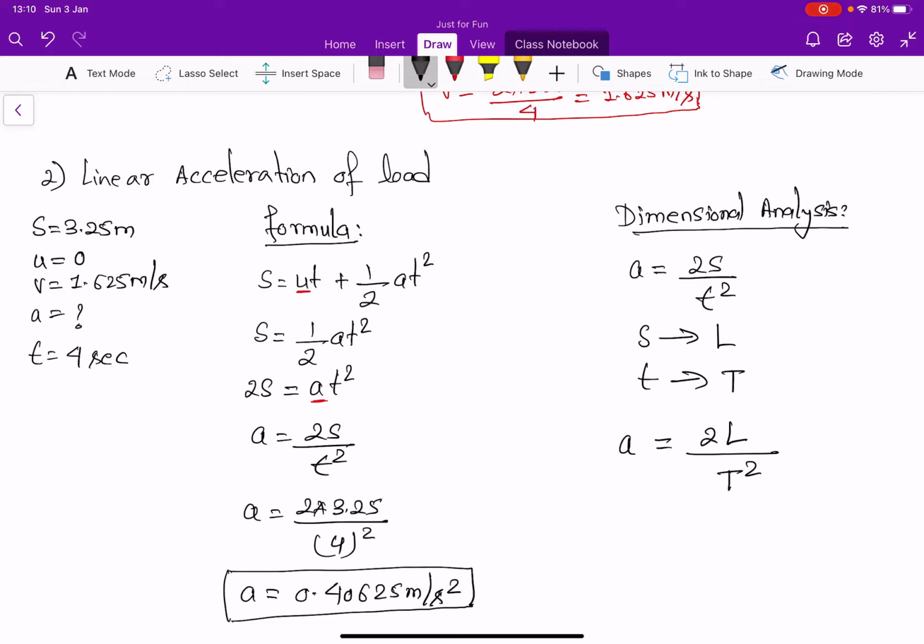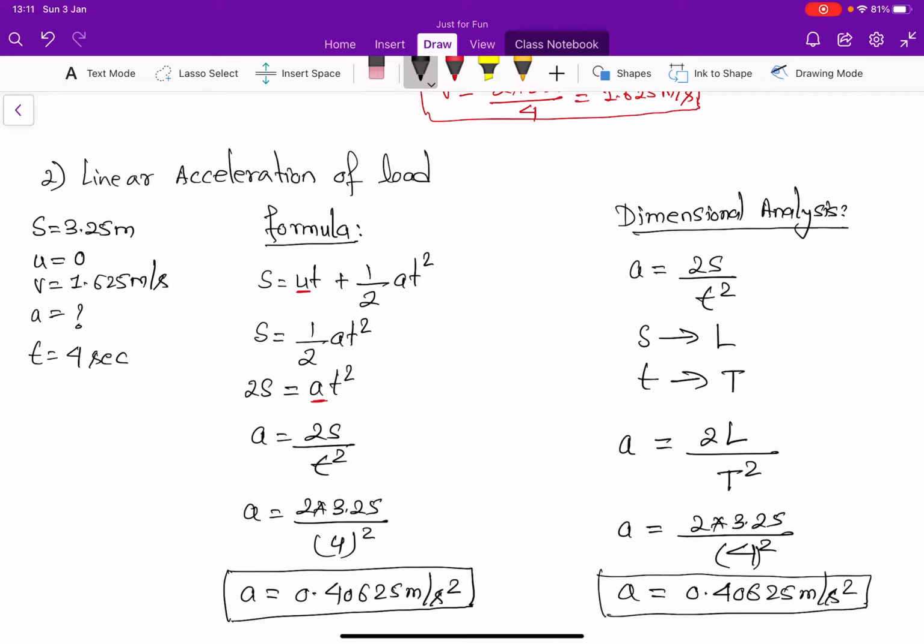Let's substitute the value, and what we get here is 2 times 3.25 divided by 4 squared. Then we get the acceleration as 0.40625 meters per second squared, and that's the acceleration which we got from dimensional analysis.